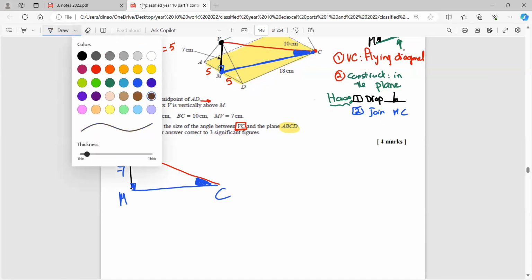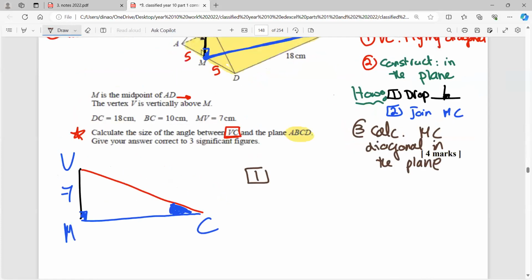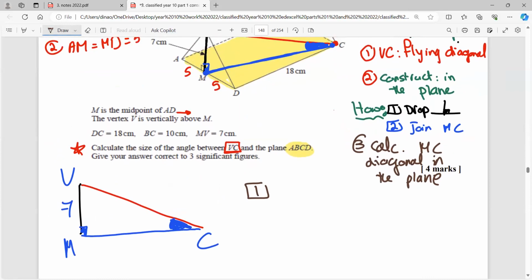Immediately after your construction, what will be your first working out? Your first working out is calculation of MC, calculating the diagonal that I created in the plane. And how do I calculate this diagonal?